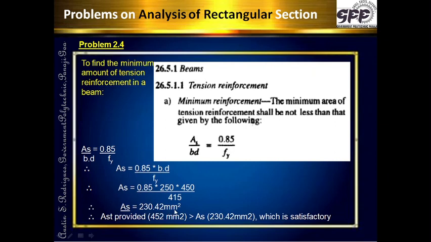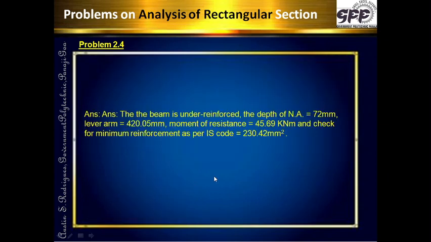So this is the minimum amount of steel which has to be provided in the beam as per IS 456. Now how much is provided? Ast provided, we have calculated, is 452 mm square. It is much greater than the minimum 230.42 mm square. Now we know that this is satisfactory, so we can easily comment and say that this is satisfactory.